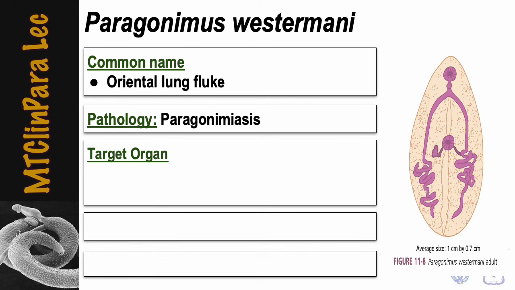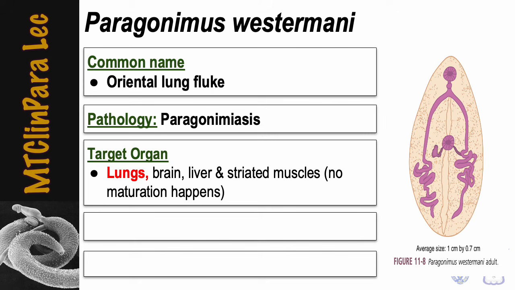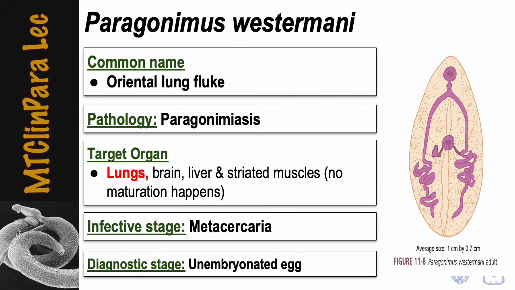The target organ is basically the lungs, but it can also travel to other parts of the body such as the brain, liver, and striated muscles. But remember, there is no maturation at these other sites or other organs of the body aside from the lungs. So the infective stage is still metacercaria, and the diagnostic stage is an embryonated egg.